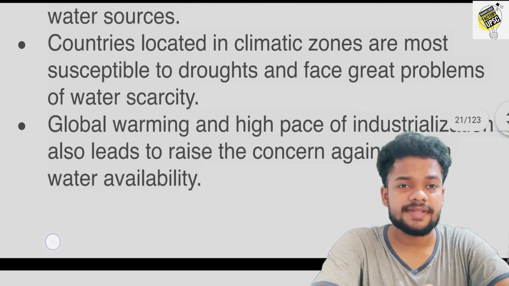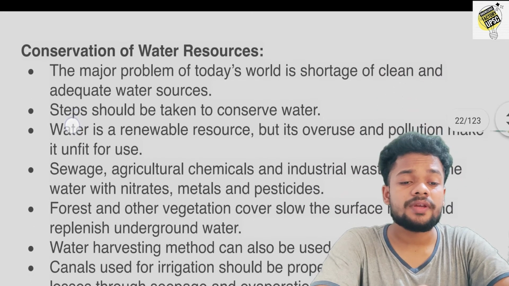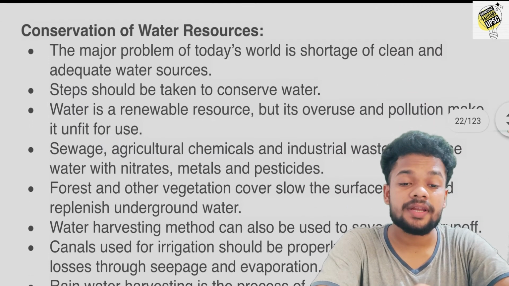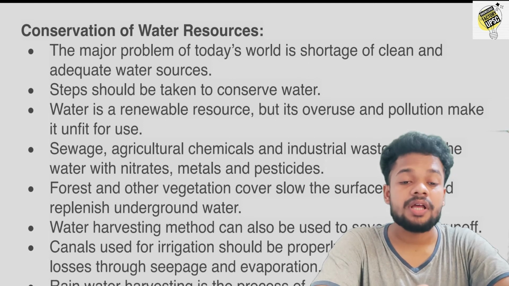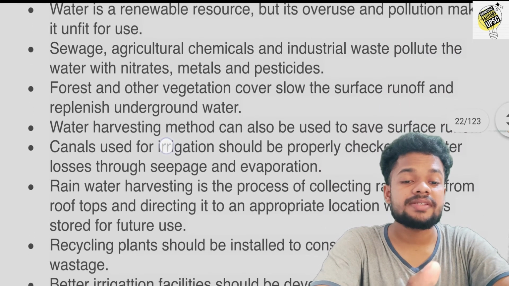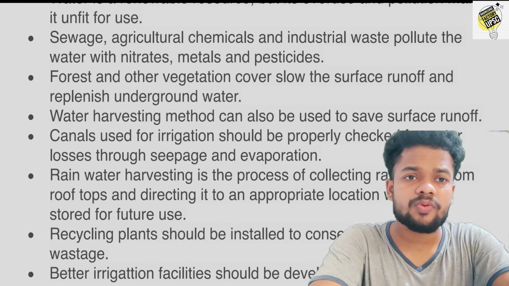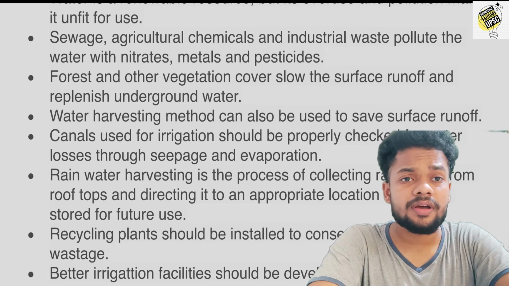Let's see how we can conserve our water bodies. The major problem of today's world is the shortage of clean and adequate water sources. Steps should be taken to conserve water. Water is a renewable resource, but its overuse and pollution make it unfit for use. Sewage, agricultural chemicals, industrial waste pollutants and so on, including chemical compounds such as nitrates, also lead to the degradation of our water bodies.